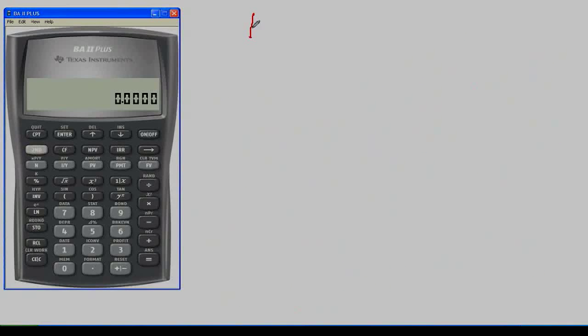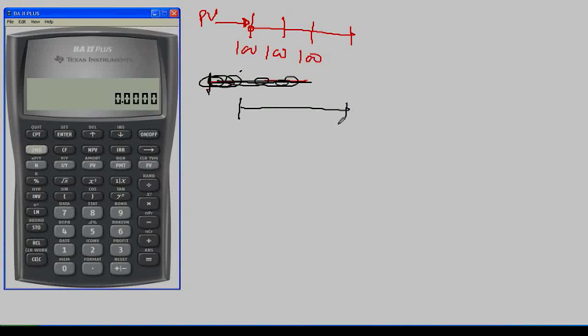If I want to find out the present value, take this case: you have annuity due, 100, 100, 100. I want to find out the present value. I will say present value will come at this point of time. Is this clear? I want to solve it using the ordinary annuity method. Your ordinary annuity will look like 100, 100, 100, right? So this is your year 0, 1, 2, 3.